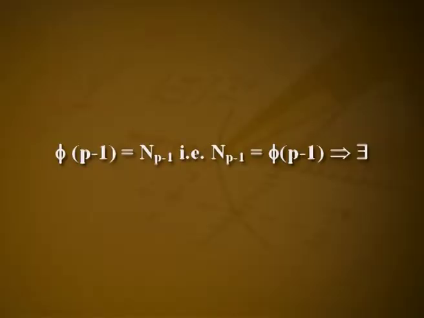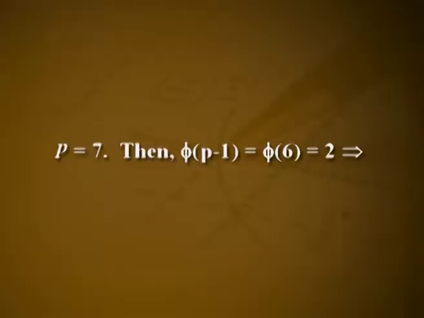In particular, phi of p minus 1 is equal to n_(p minus 1). That is, n_(p minus 1) is equal to phi of p minus 1, which implies there exists at least one primitive root mod p for each prime p greater than or equal to 3. Example 6. Let p is equal to 7. Then phi of p minus 1 is equal to phi of 6, which is equal to 2. This implies 7 has two primitive roots belonging to it. It is easy to verify that 3 and 5 are both the primitive roots mod 7.